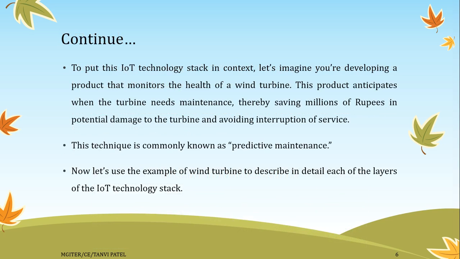So, to put this IoT technology stack in context, let's imagine that we are developing a product that monitors the health of a wind turbine. This product anticipates when the turbine needs maintenance, thereby saving millions of rupees in potential damage to the turbine and avoiding interruptions of services. This technology is commonly known as predictive maintenance. Now, let's use this example of wind turbine to describe in detail each of the layers of the IoT technology stack.